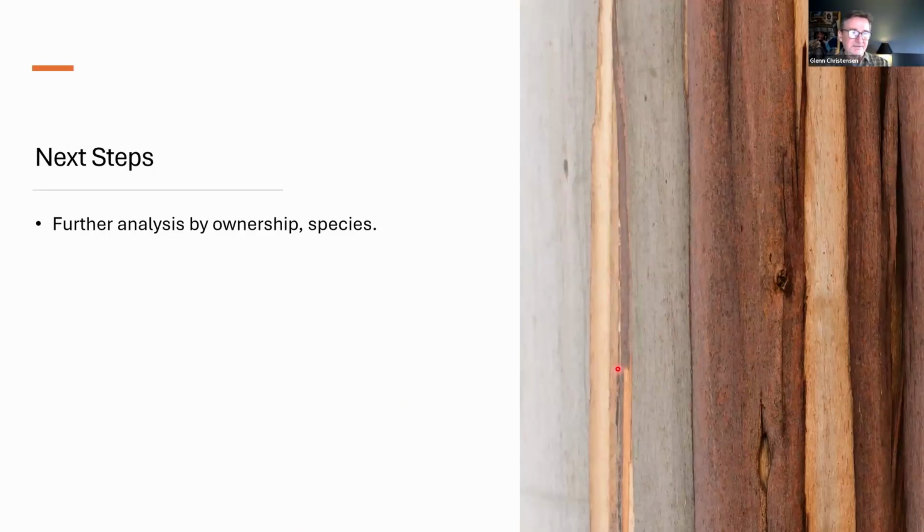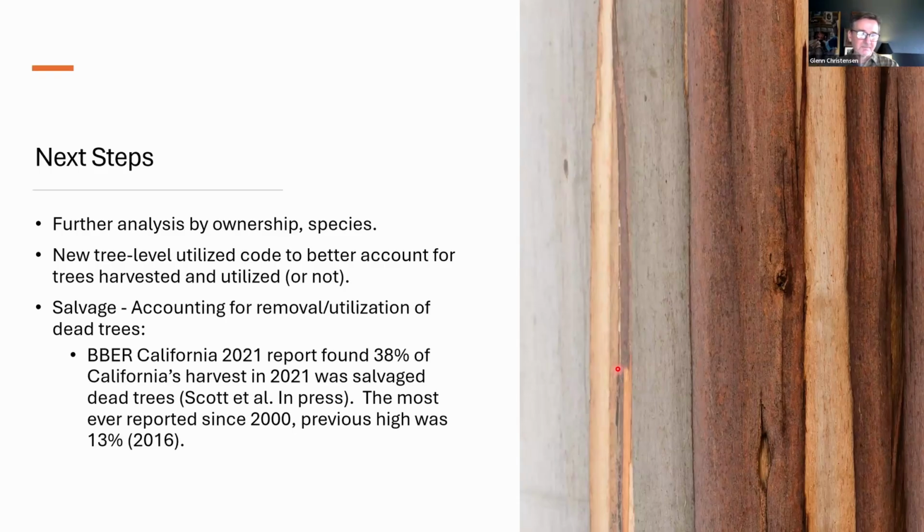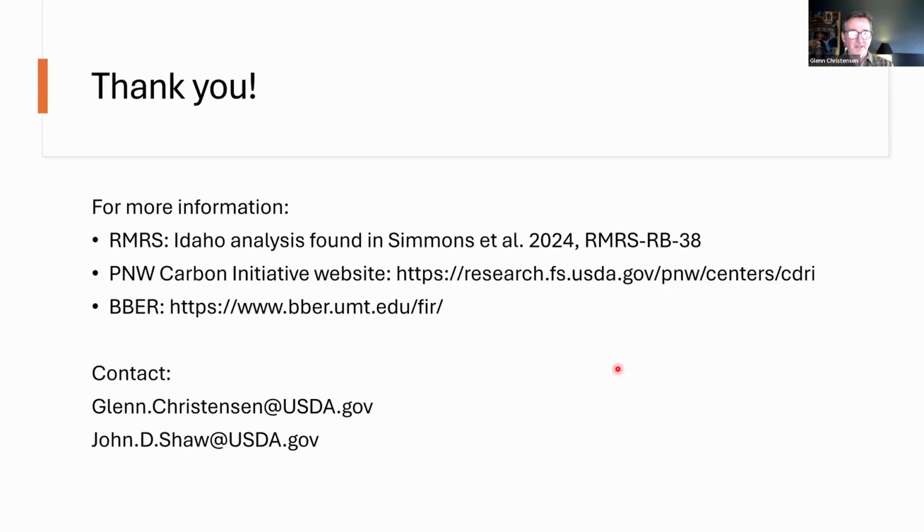And really, the next step is to dig more into the ownership and species stuff, like we've shown with Utah, which is really interesting. We want to use a new tree-level utilized code to better account for the harvested trees. And we also look at salvage. One of the things I think is really interesting, and the report is coming out for California, is that 38% of their harvest in 2021 was salvaged dead trees. That's the most ever reported since they've been doing this. They've been looking at this since 2000. Previously, the high was only 13%. So that's one of the things we want to be sure to capture in our surveys or in our estimates from the inventory. And thank you.